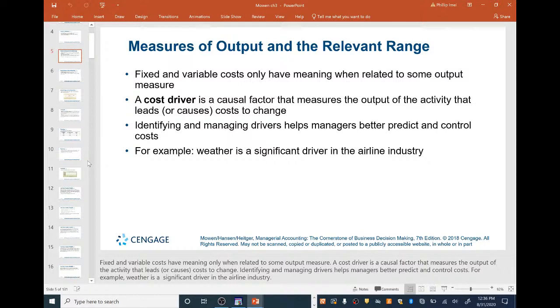What if we're in the air? Obviously, if there's a major storm, we might have to circle around before we can land. So it's going to clog up the airspace, right? It can determine how many flights can be in there. If you have to circle around in the air and wait to land, obviously your fuel cost is going to increase. So weather is definitely a significant driver in the airline industry. That's how that example explains how it's a significant driver.